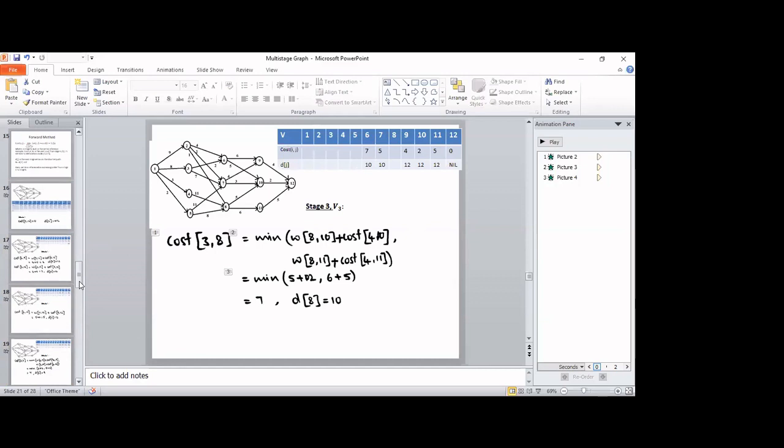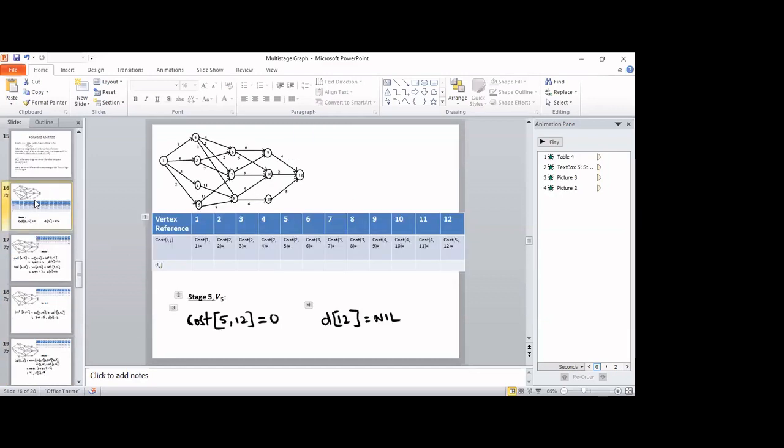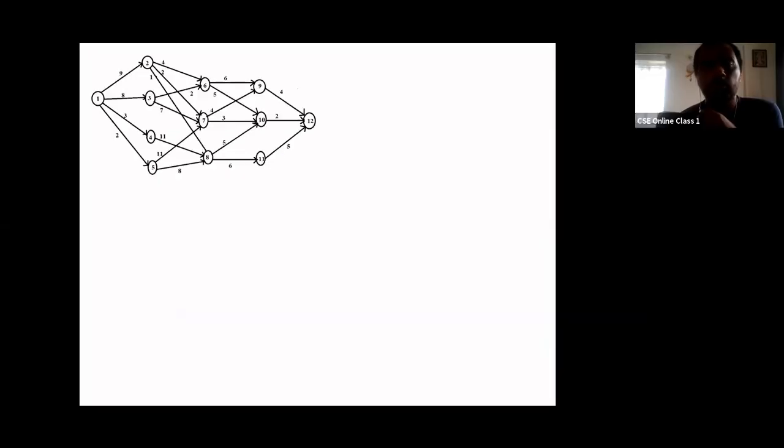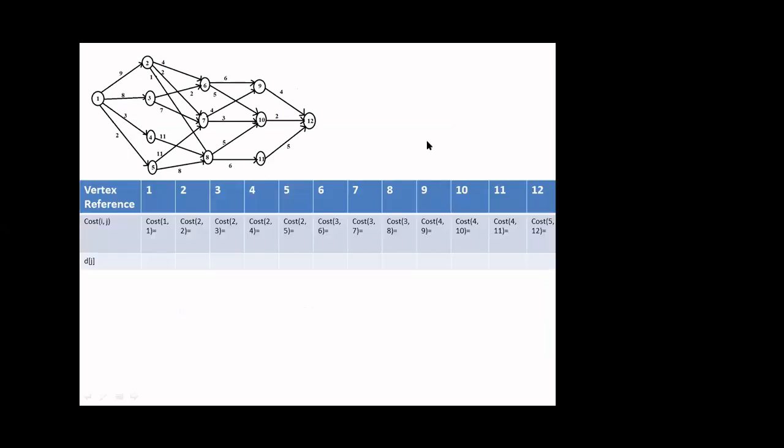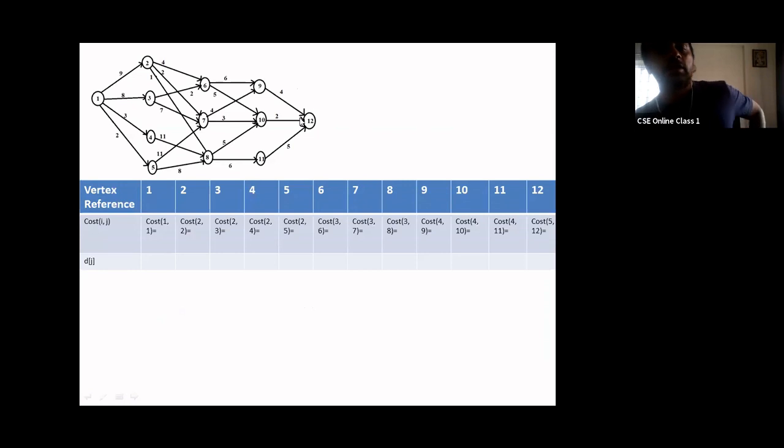Show the first slide, sir. Let them copy down the graph, if anyone has not copied. Hope you can see this. Yes, sir, we can see. You can copy down this graph. And there is one direction marking missing, that is vertex 2 to vertex 8. It originates from vertex 2 and ends at vertex 8.